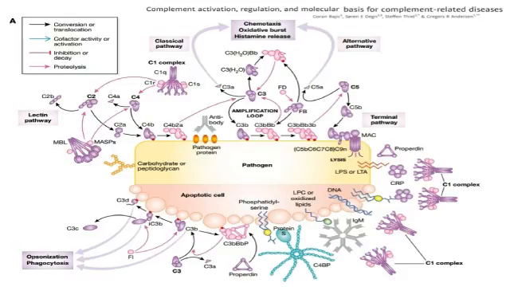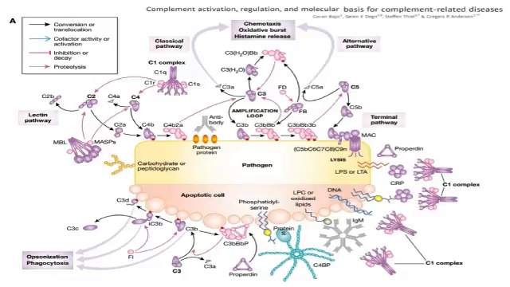This picture is a far more detailed representation of complement. And if you look at it close, you can see the three pathways: the lectin pathway, the classical pathway, and the alternative pathway. You can see the complexes of initiation that are formed.